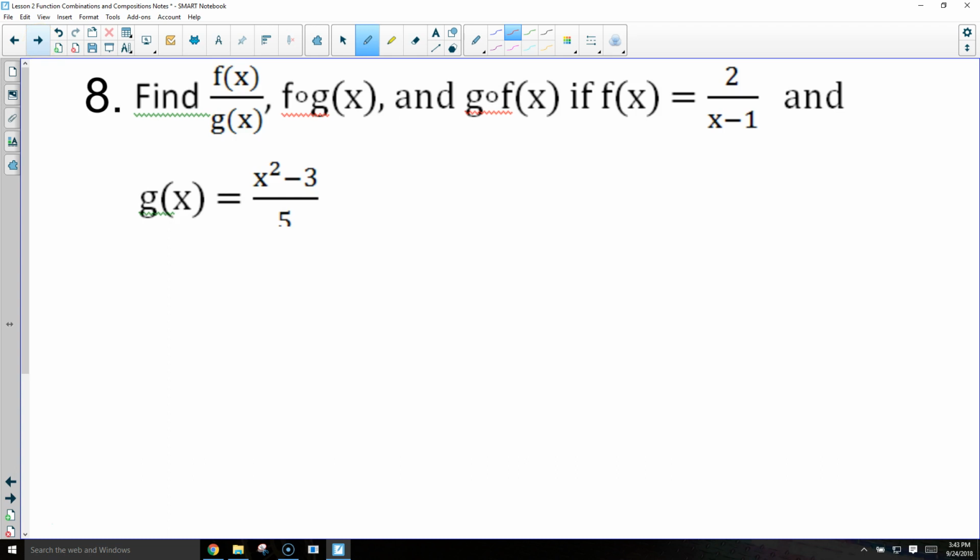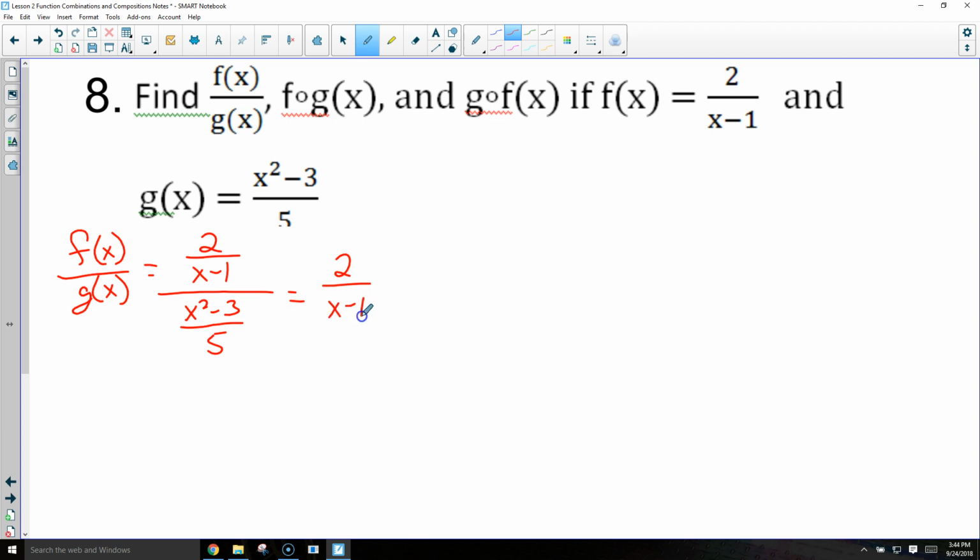Find f of x divided by g of x. So that's 2 over x minus 1 all over x squared minus 3 over 5. Remembering our rules for division, when we divide by a fraction, we multiply by the reciprocal. So I'm going to take the reciprocal of the bottom. So we end up with 10 over x minus 1 times x squared minus 3. There's no need to FOIL this back out. Leave it in factored form.